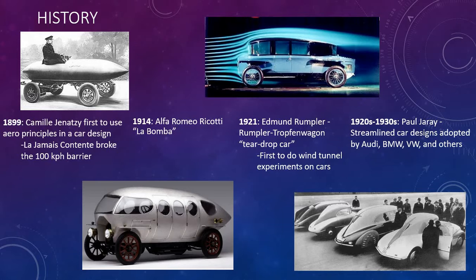And then in the 20s and 30s, Paul Gérard, who also designed the Zeppelin, created a bunch of streamlined car designs which were adopted by manufacturers like Audi, BMW, VW, and lots of others. However, these cars are kind of odd looking, and given the current economic situation, a lot of people were very hesitant to spend money on a car that looks so different from what they were used to. So most of these cars were considered economic failures.